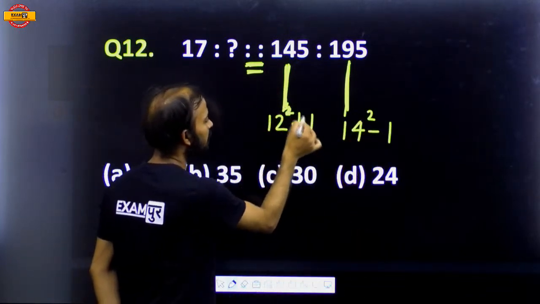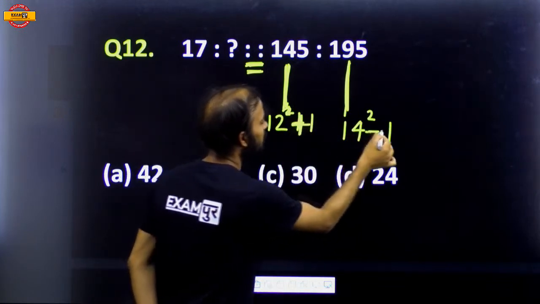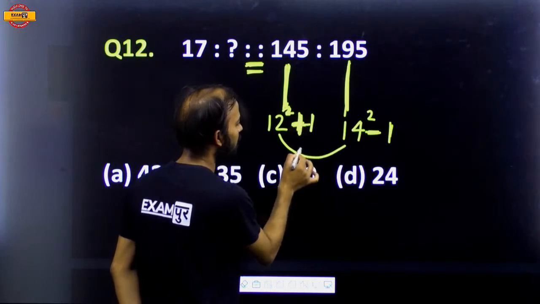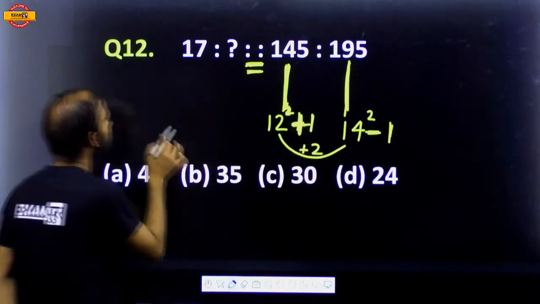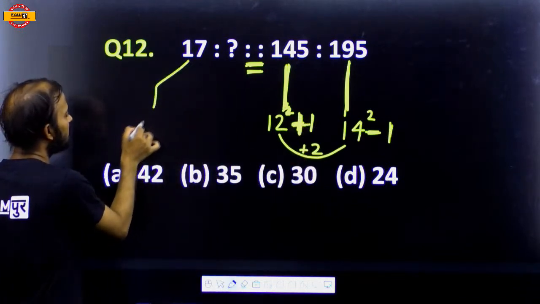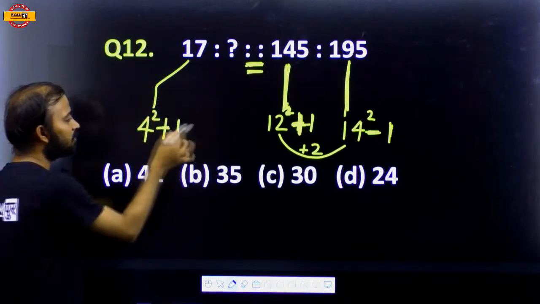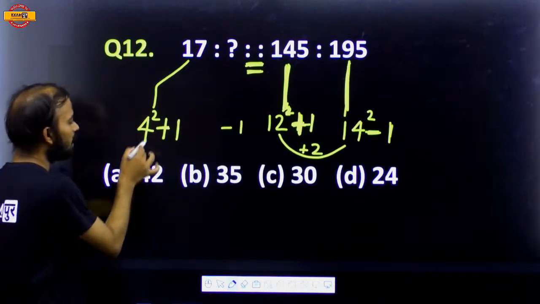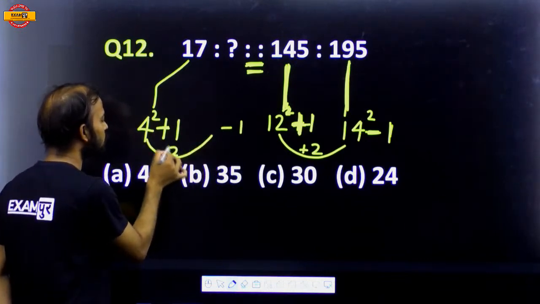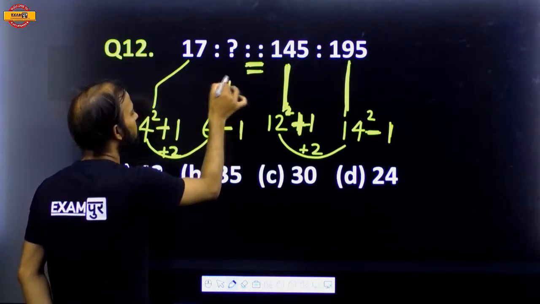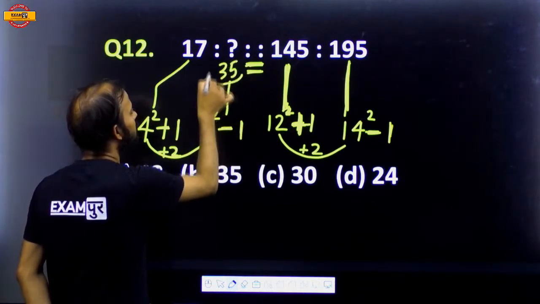First of all, plus 1. Another one is minus 1. And the gap of 12 and 14 is what? The gap of 12 and 14 is plus 2. Similarly, 17 is what? 4 square plus 1. So plus 1, next will be minus 1. And the gap will be plus 2. 4 plus 2 is what? 6 square minus 1. And 6 square minus 1 is what? 35 will be the answer.